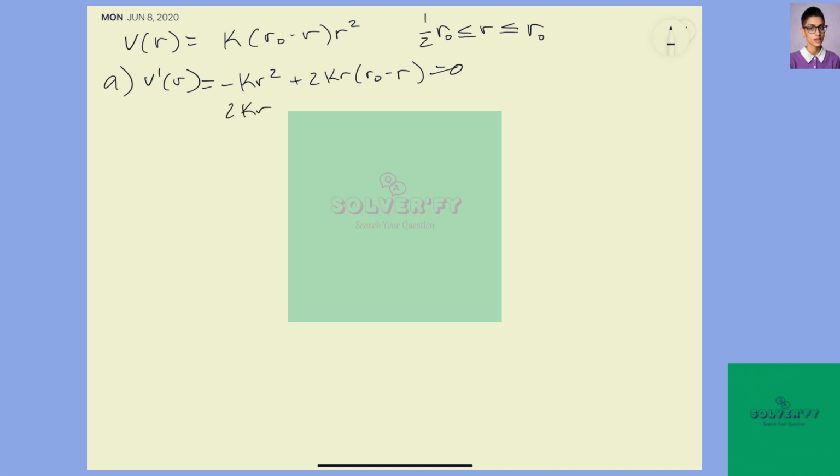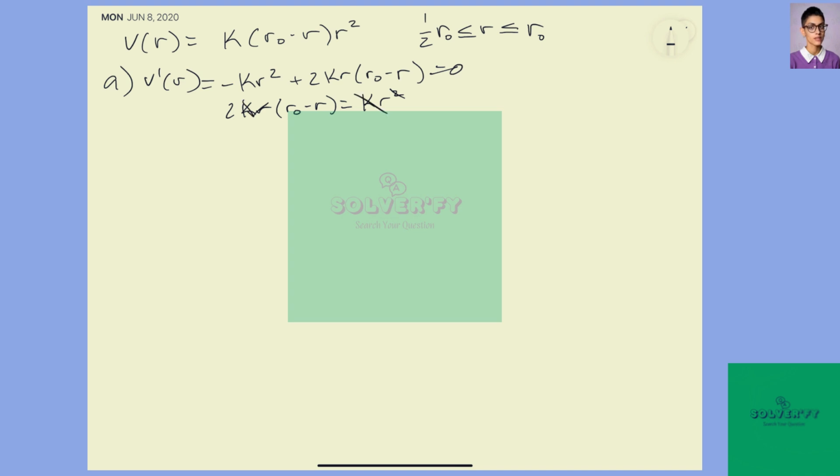And then next, I'm going to just move the k r squared to the other side. So I'm going to have 2kr (r0 minus r) is going to be equal to k r squared. One of the r's will cancel out and the k will cancel out.